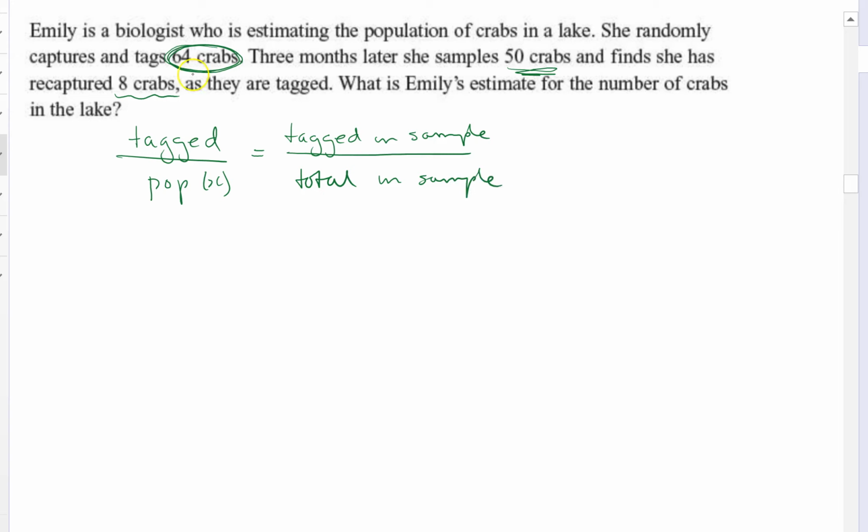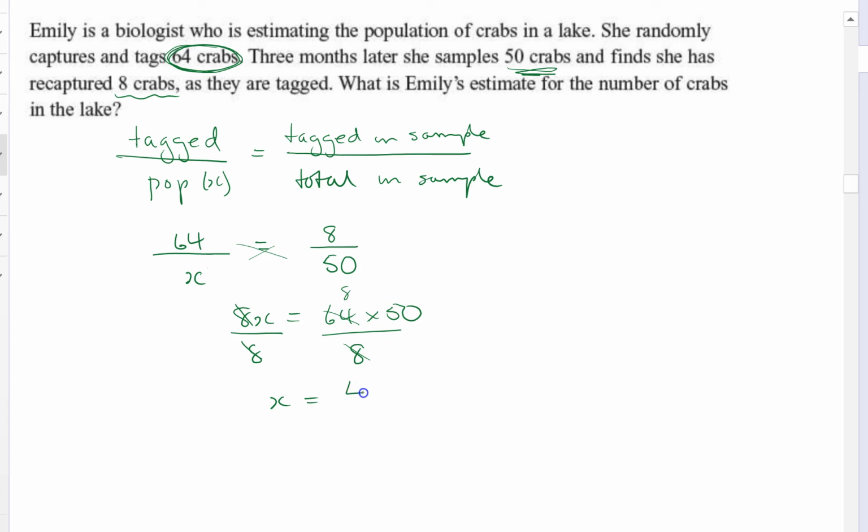Now substituting that, 64 were originally collected over x. That's what we're going to try and find. The tagged number was 8 out of the 50 that she recaptured. You can see an equation. We're going to solve it for x. Cross multiply: 8 times x is 8x, 64 times 50. Divide both sides by 8. You get that x is equal to 8 8s is 64, 5, that's 40. 400 crabs.